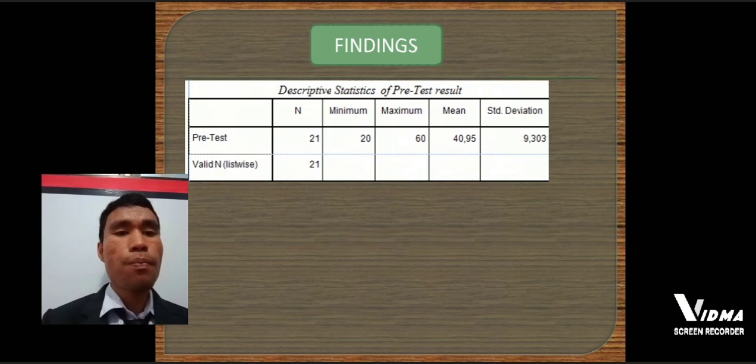Next, findings. This is the descriptive statistic of pre-test result. From this table, we can see that the respondents are 21. The minimum score of pretest is 20 and maximum score in pretest is 60, and the mean score of pretest is 40.95.